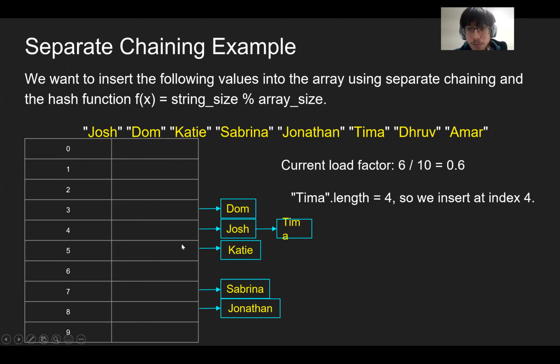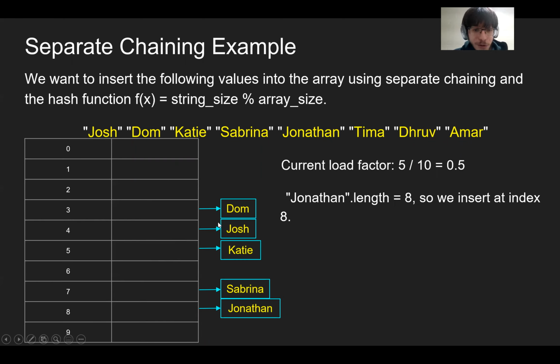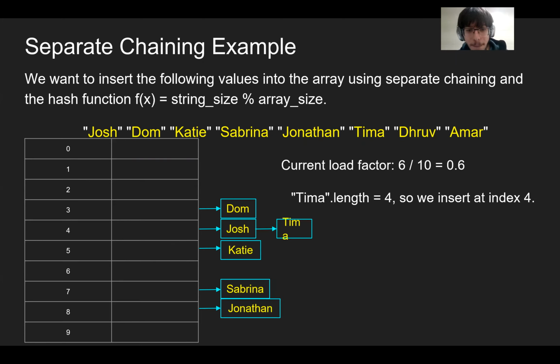Rather than before, if you remember, where we had to go through and find the next empty spot, here we don't have to do that. Before, we would have found 4 full, 5 full, oh, 6 is empty, so we would have inserted there. But here, there's no need for that. There's something at 4, so we just add it to the end of our linked list. We're chaining together all the things which mod table size are 4 anyway. So we just add Tima at the end of that list.